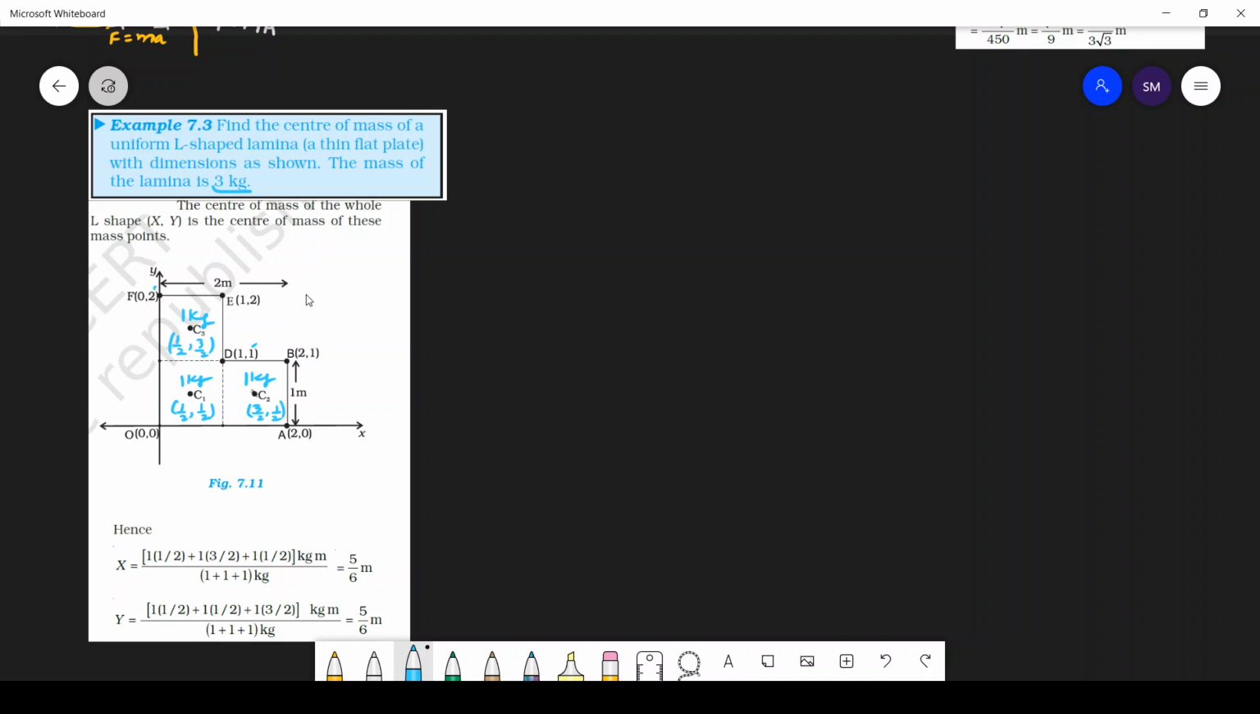Okay. So simply using the formula, x is equal to m1 x1 plus m2 x2 plus m3 x3 divided by m1 plus m2 plus m3. So we get the x and y coordinate of the center of mass, and you know that it will lie on this line OD, because it is symmetrically dividing this L lamina in 2 parts. So we will have the xy center of mass coordinates along this line OD. Okay. Now we will do one exercise question based on this center of mass.